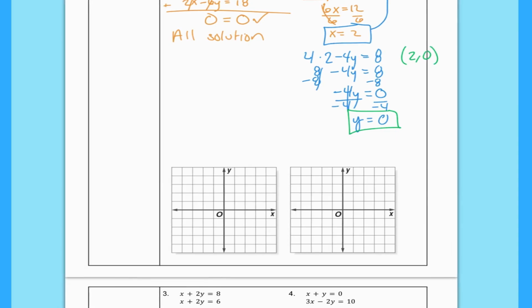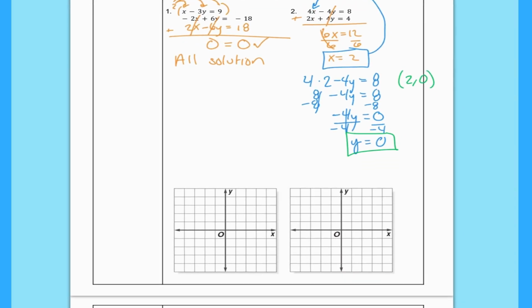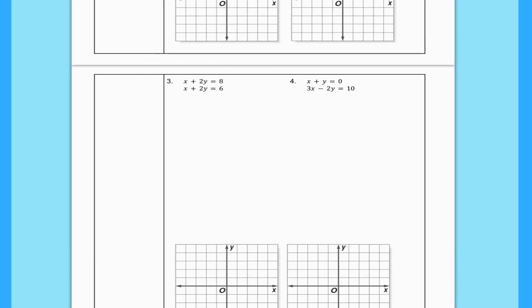I could have graphed. I put graphs on here if you wanted to. I think graphing is not always most accurate, so I tend to use that method as a last resort. I'm going to do the same thing here. I'm going to choose not to graph these. You could graph these if you wanted to. Let's use a combination on these.